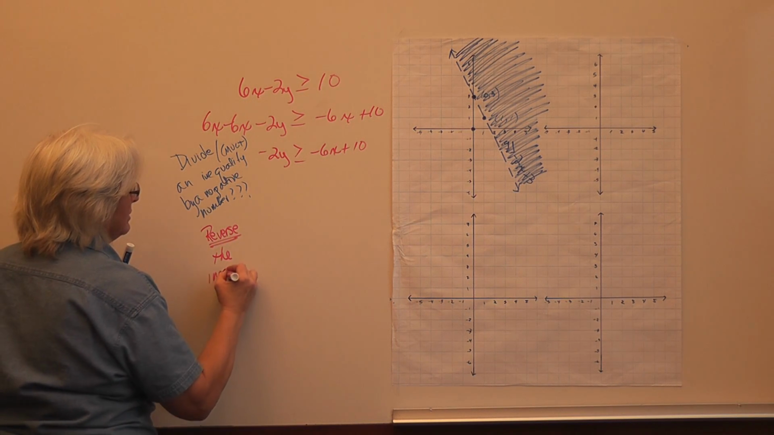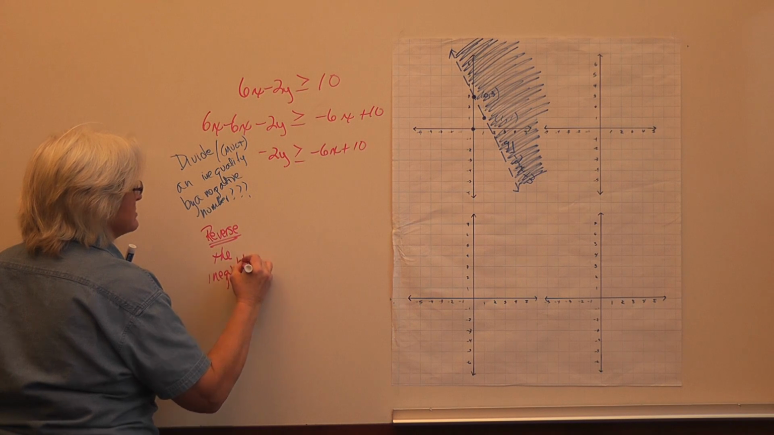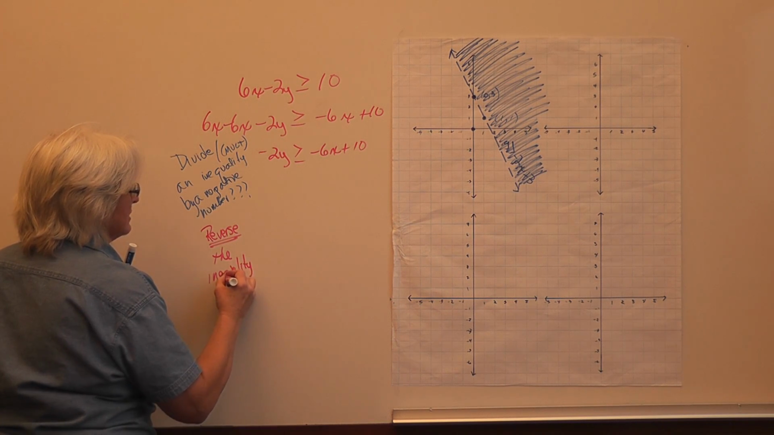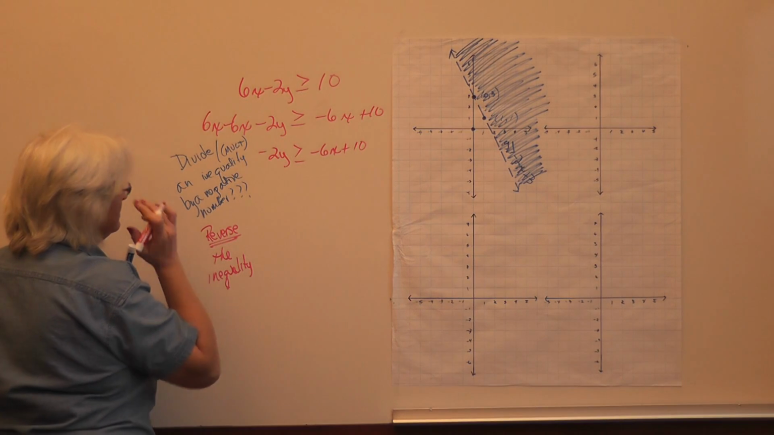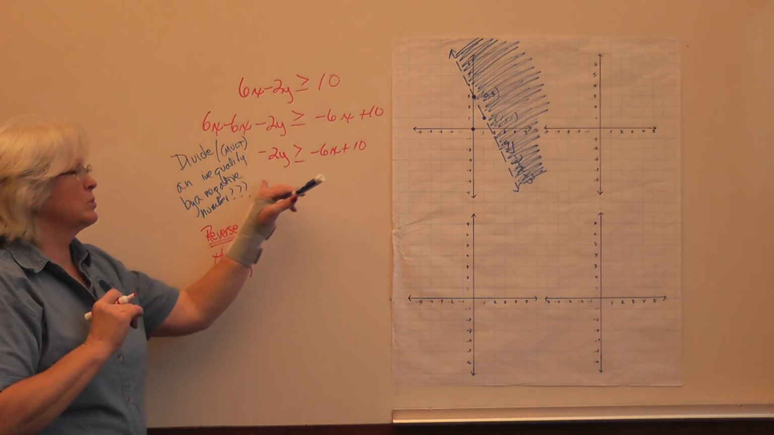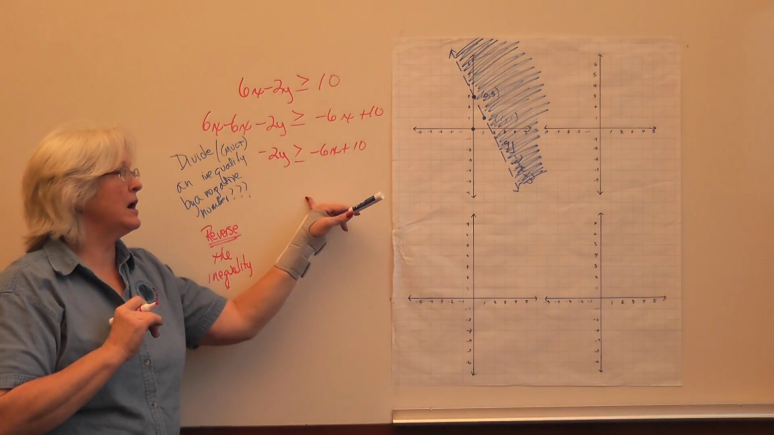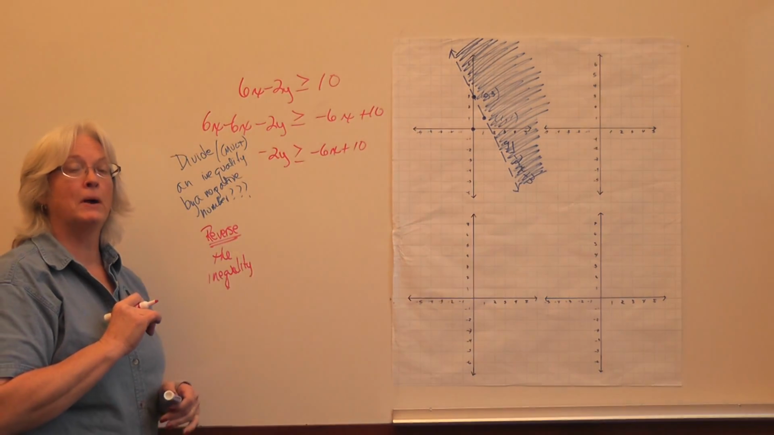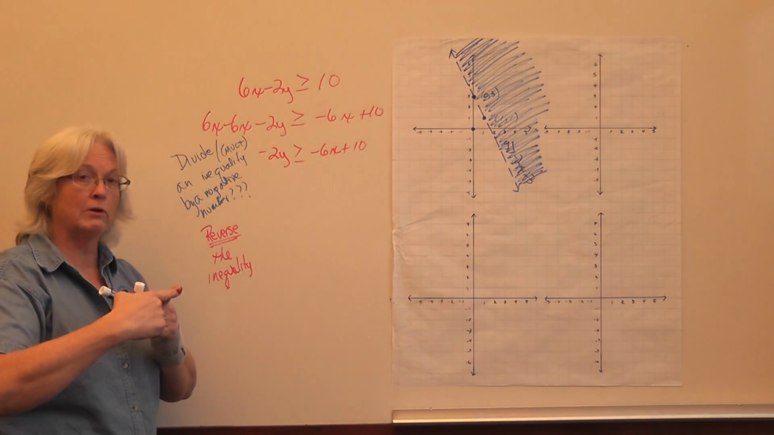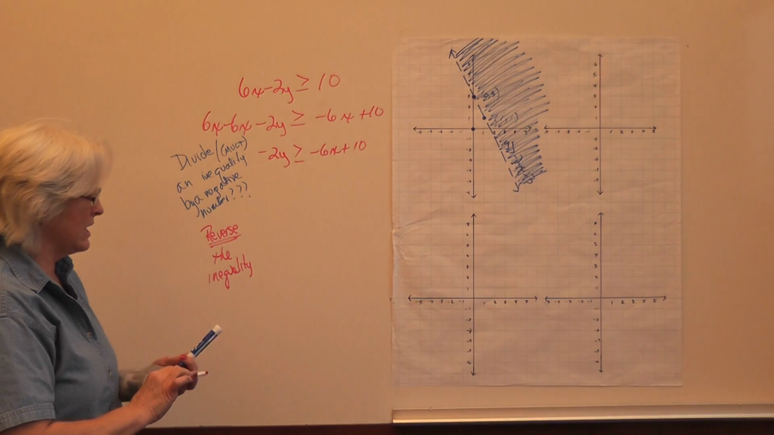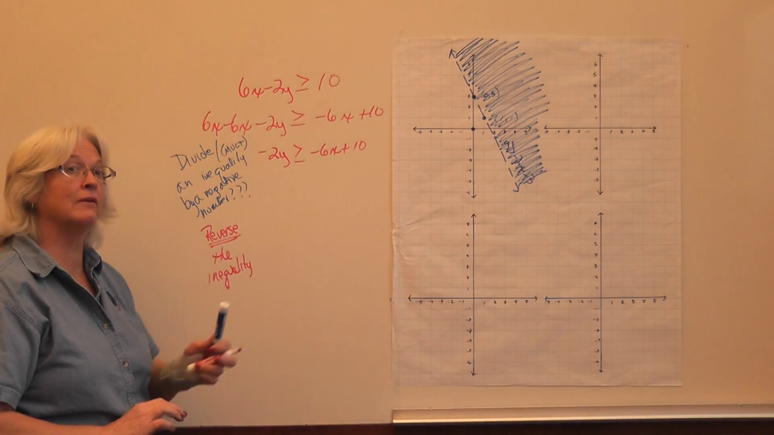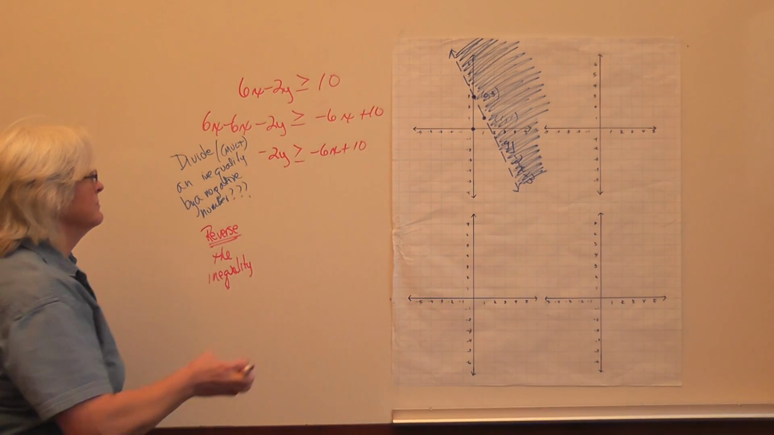Reverse the inequality. It has nothing to do with adding or subtracting negative numbers. It's when you multiply or divide an inequality by a negative number that the direction of the inequality has to reverse. And of course here we're going to have to divide by negative 2, don't we?